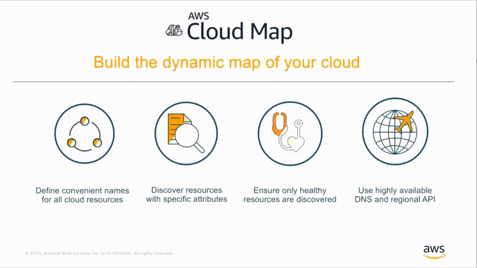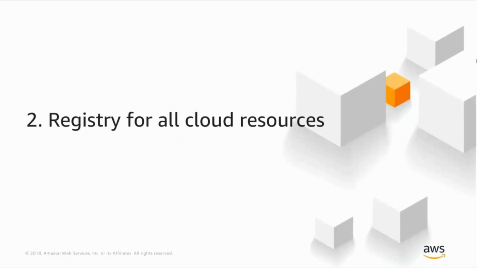So you have a rich discovery interface that allows you to specify attributes on registration and then use these attributes to discover very specific instances of your services. Integrated health checks ensure that only healthy resources are discovered. And of course, we provide two ways of discovery, DNS and regional API. These are the things that I'm going to cover in that particular webinar. Let's take a look at the first of these important things, the registry for all cloud resources.